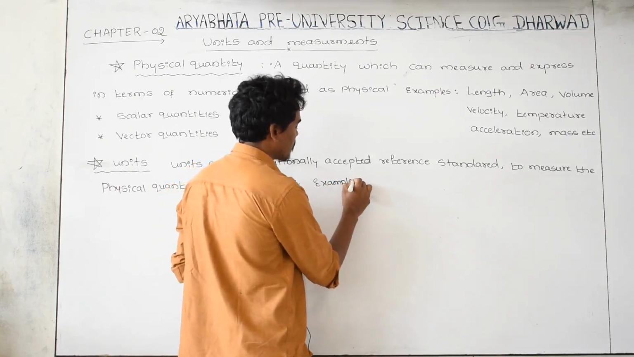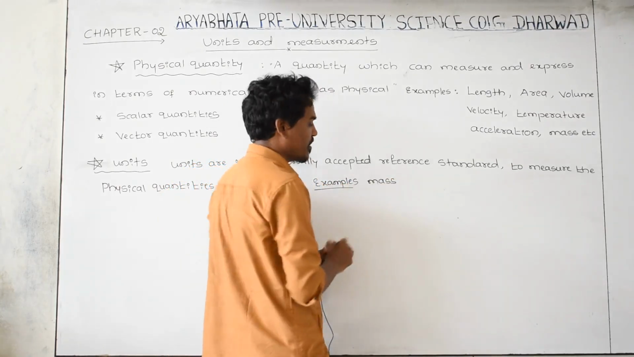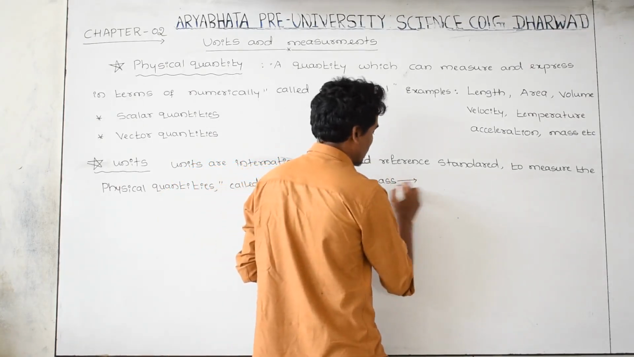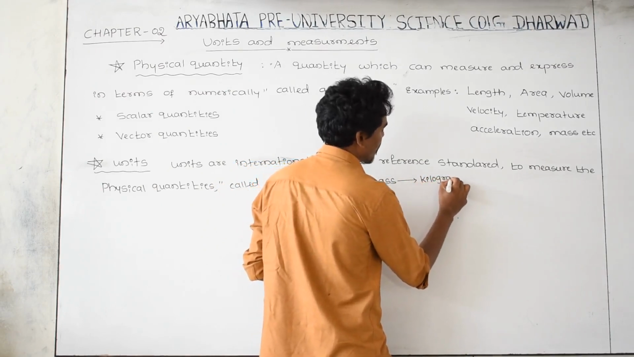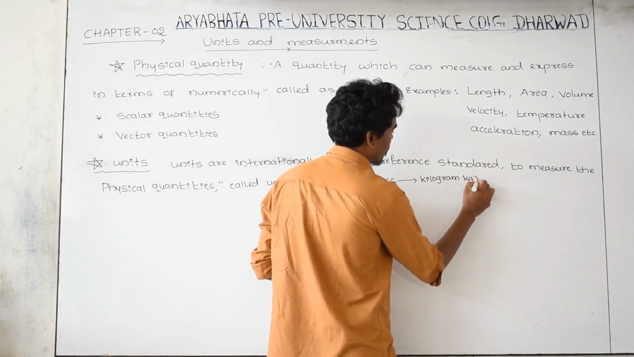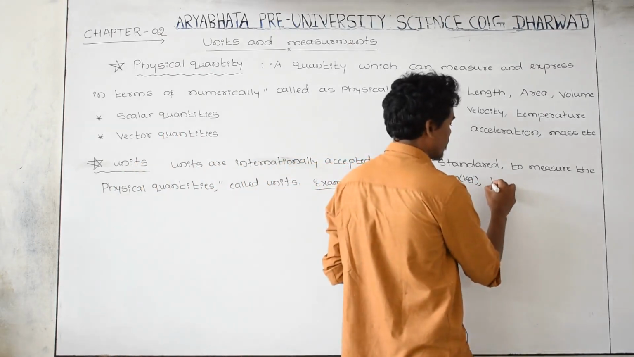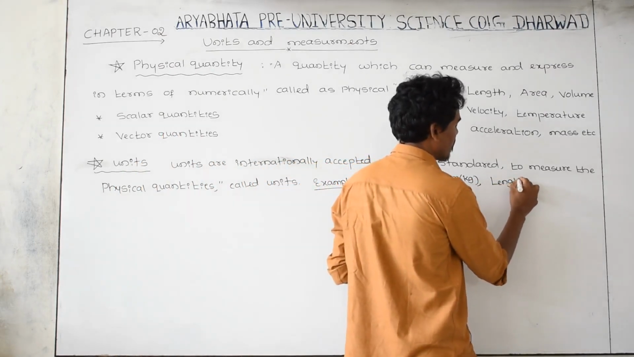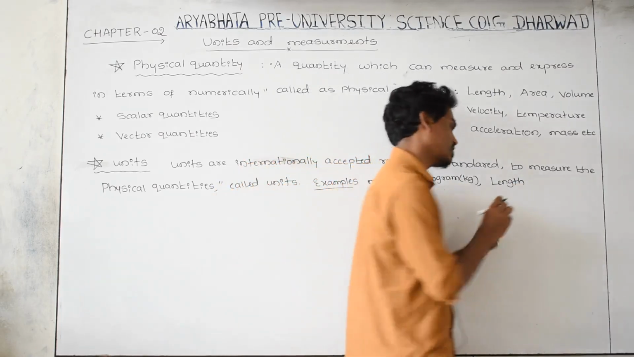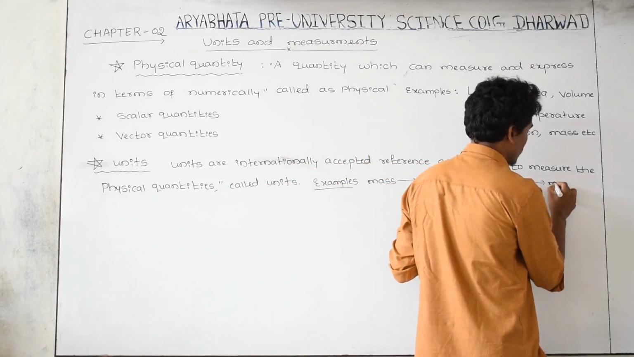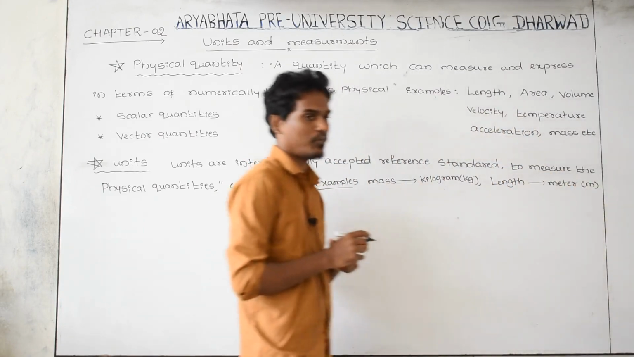what are the units? Mass. What is the unit to measure the mass? That is kilogram. Shortly we are going to call it kg. This is the first one. And length is there. Yes, length is a physical quantity. In order to measure length, the unit we are going to use is the meter. Shortly we call it small m.